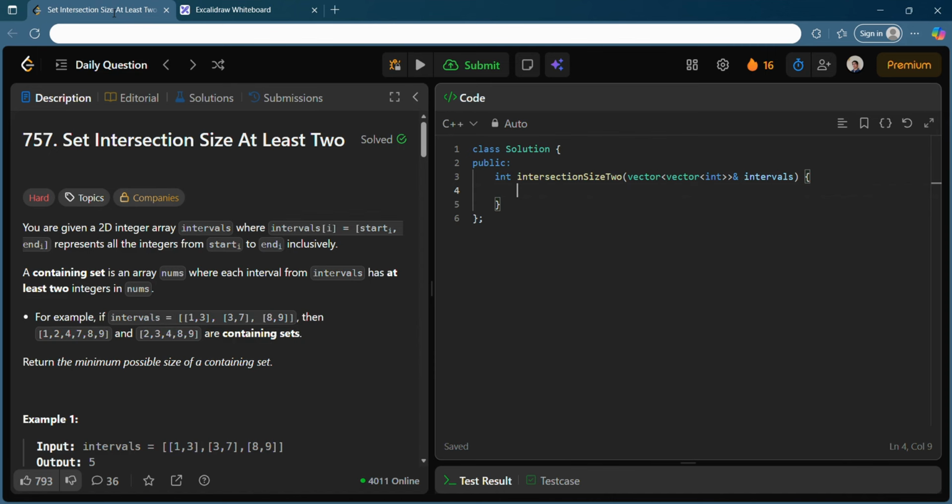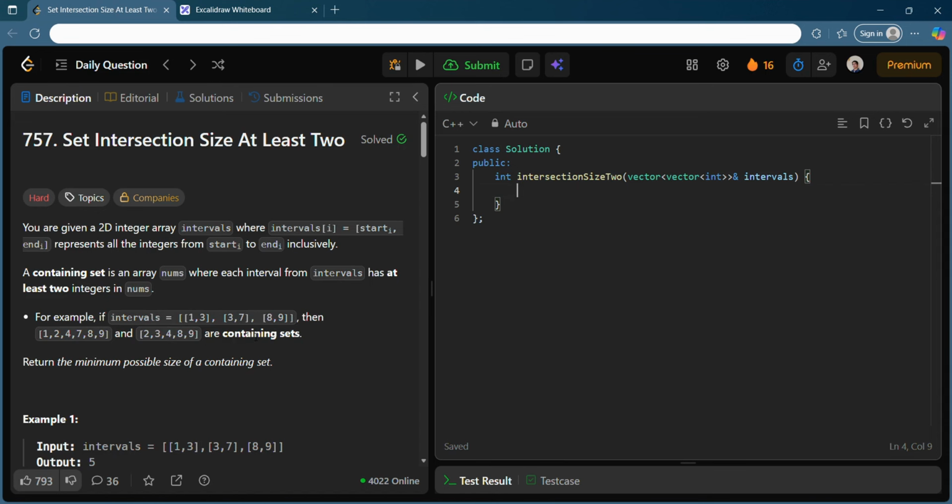You are given a 2D integer array intervals where intervals of I equals to start to end and represents all the integers from start to end inclusively. Okay, inclusive of both ends. You are given a list of intervals, and a containing set is an array nums where each interval from intervals has at least 2 integers in nums.